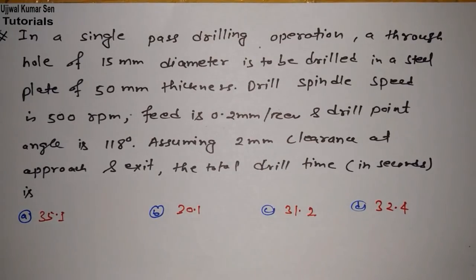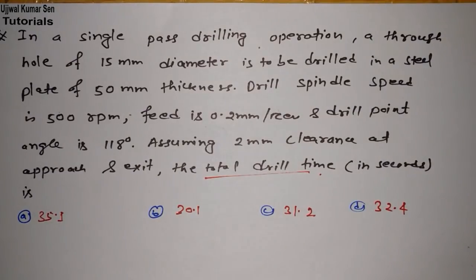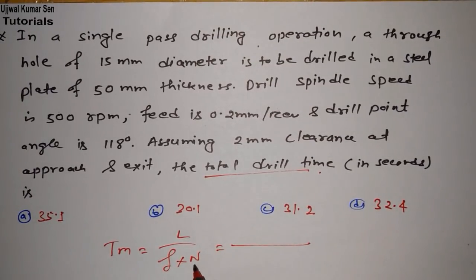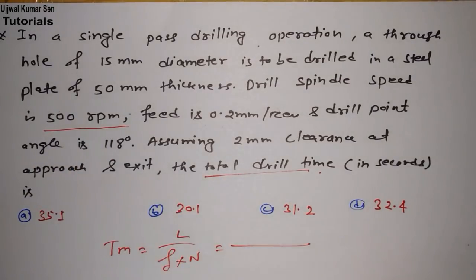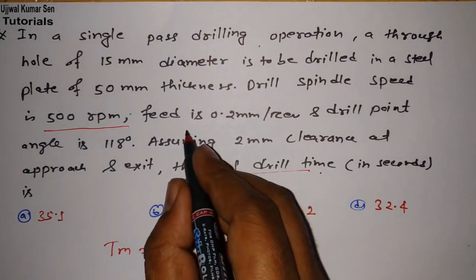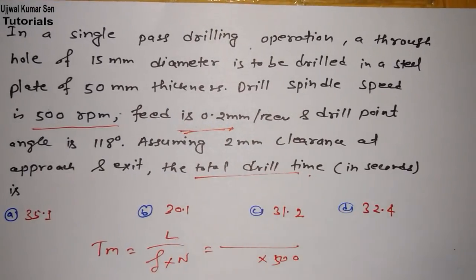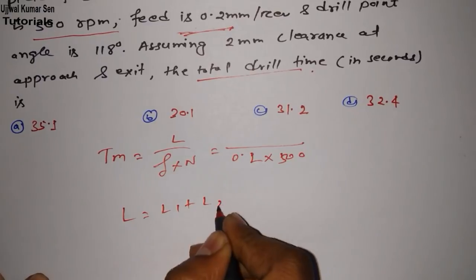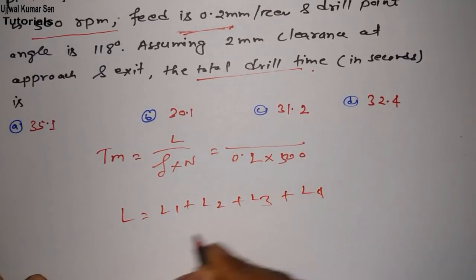First check the end of the question. What is given at the end of the question? Find out total drill time, that means Tm is equal to L by F into N. Now we have to find out N. What is N? Here 500 RPM. Now we have the feed, 0.2. Okay, so now L is equal to L1 plus L2 plus L3 plus L4.